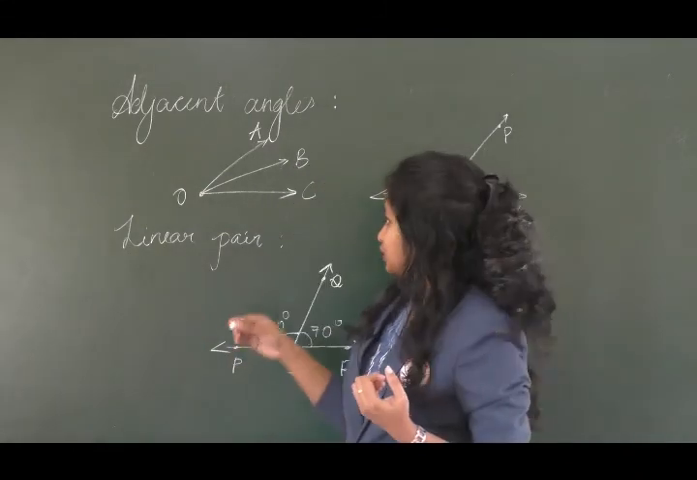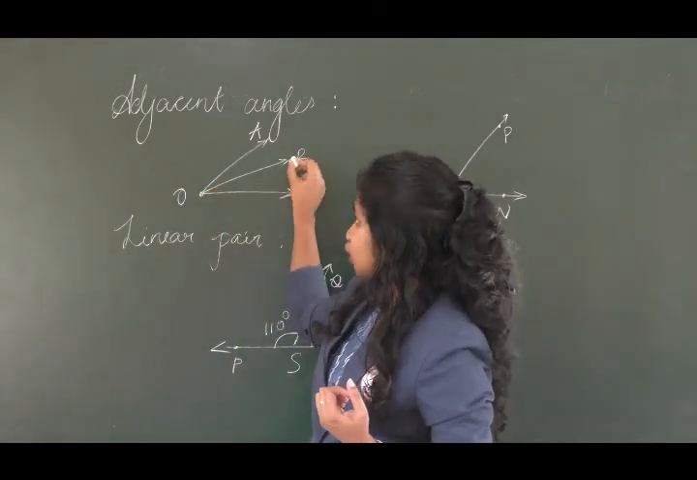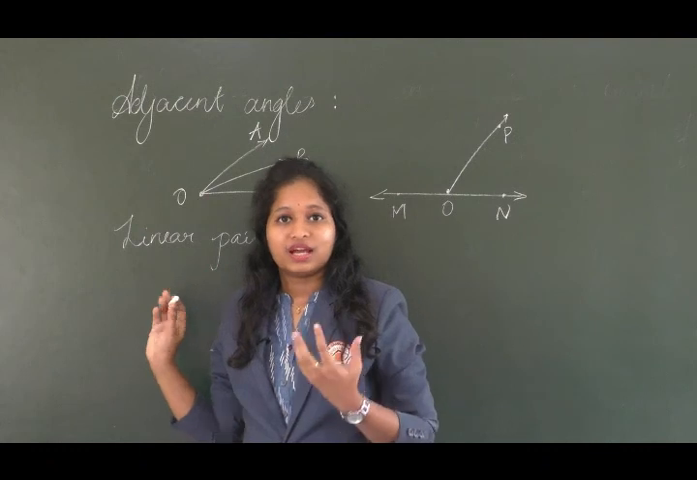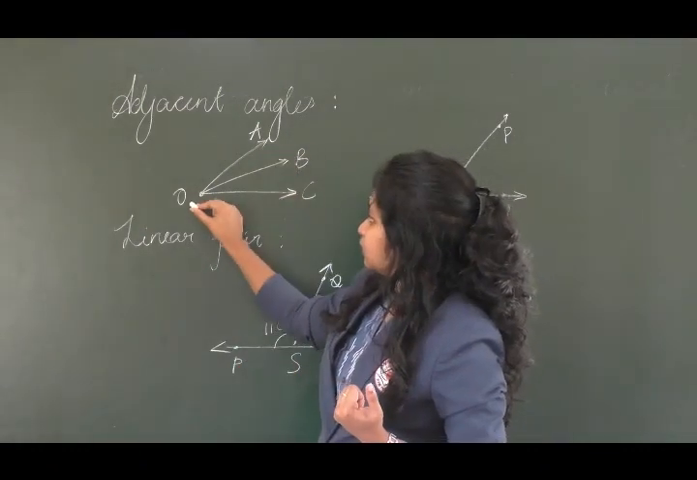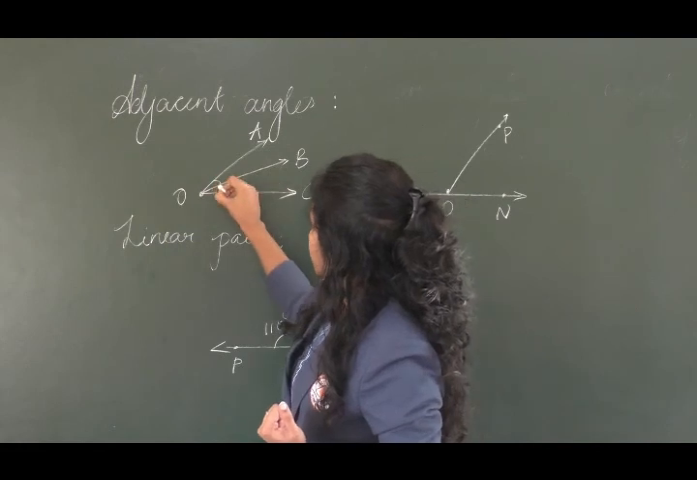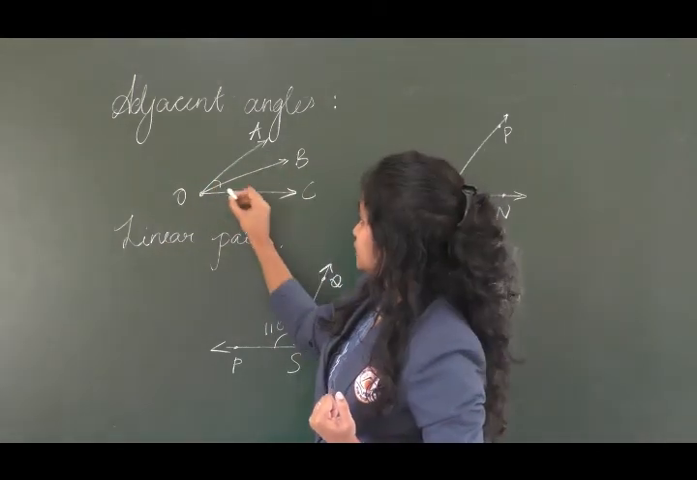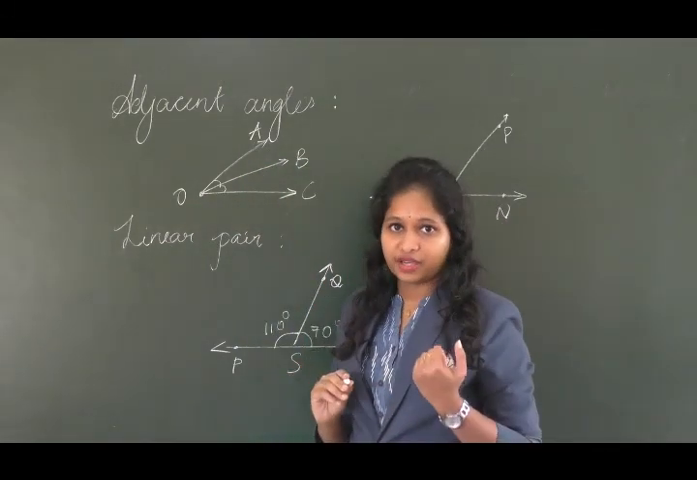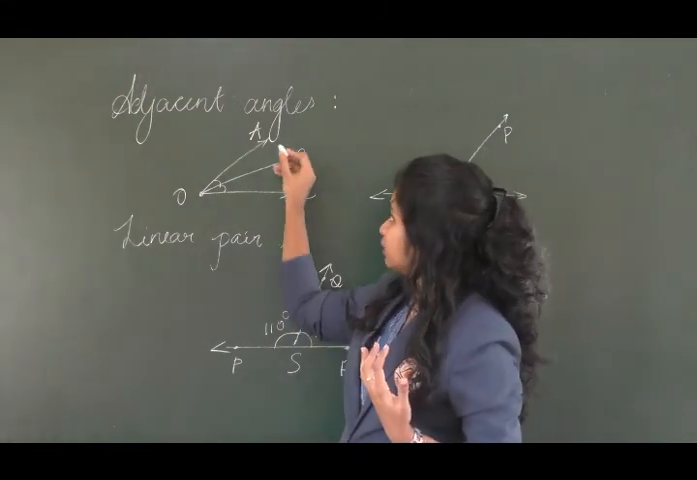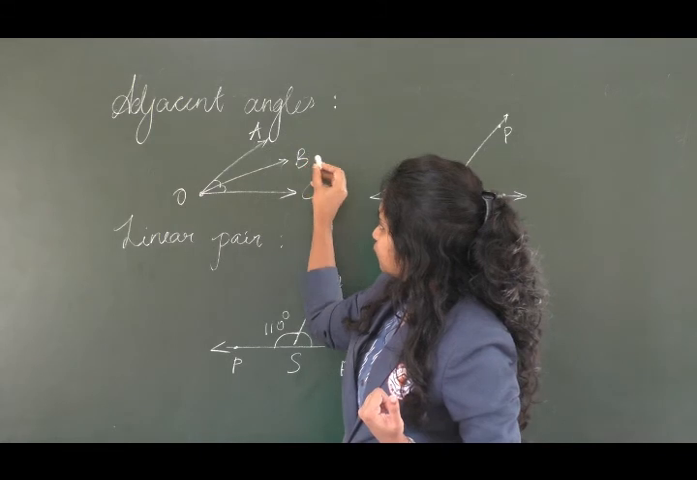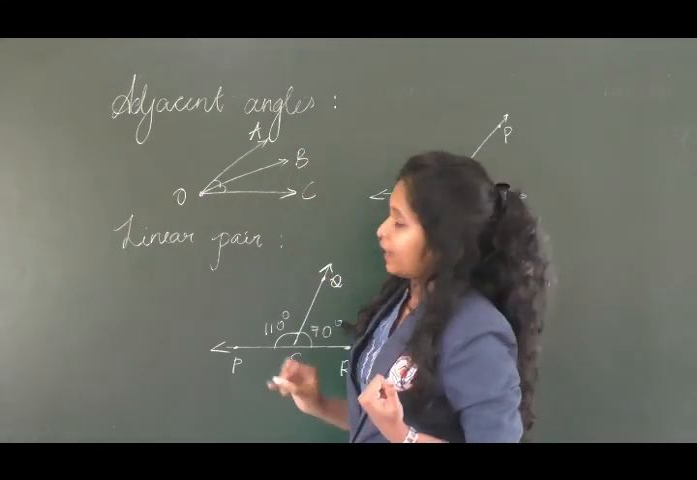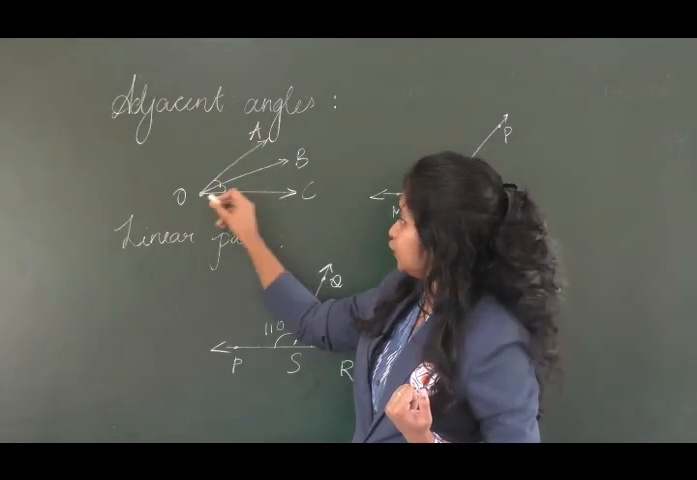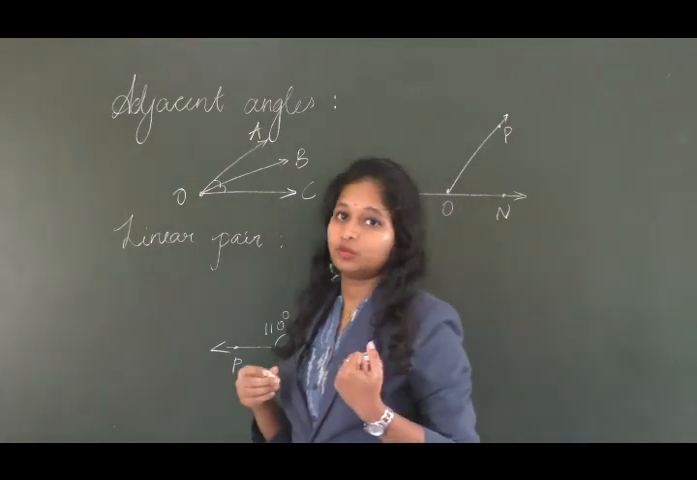Adjacent angles have a common vertex and a common arm. Then those angles are said to be adjacent. So here we have angle AOB and angle BOC. So angle AOB and angle BOC are adjacent angles. But can we tell that angle AOC and angle BOC are adjacent? Angle AOC and angle BOC? No, because there is no common arm.